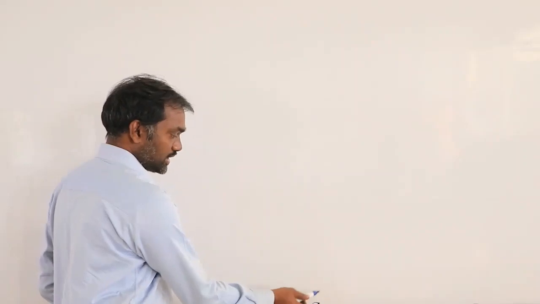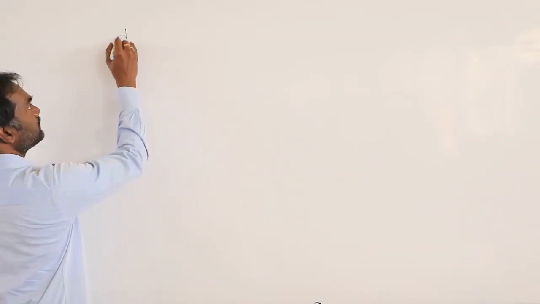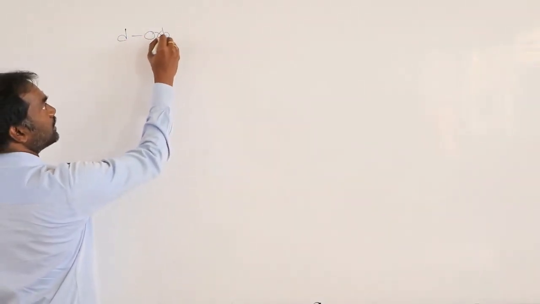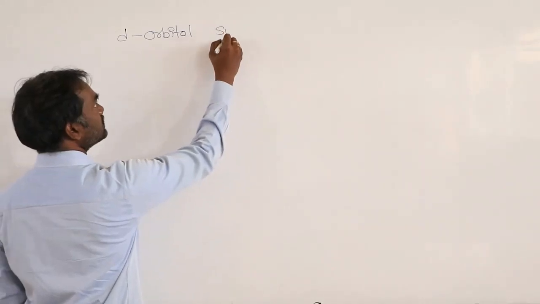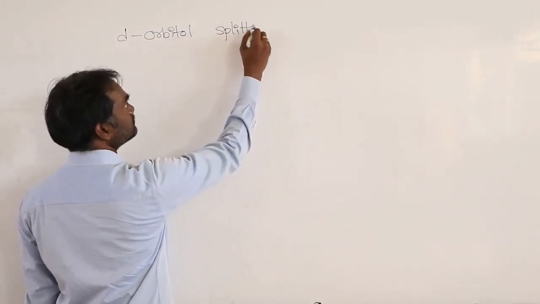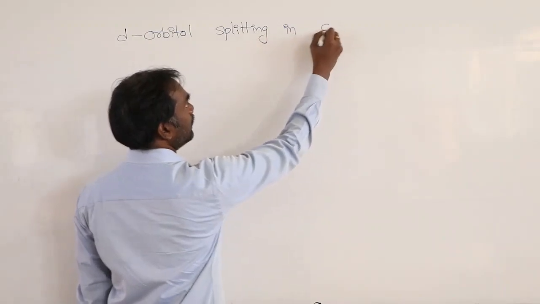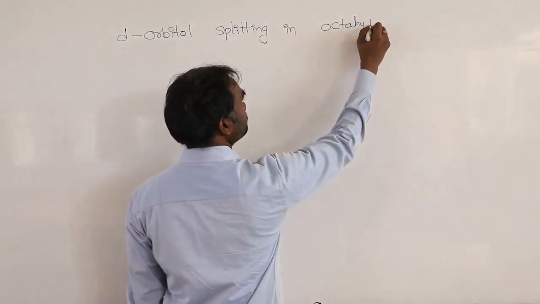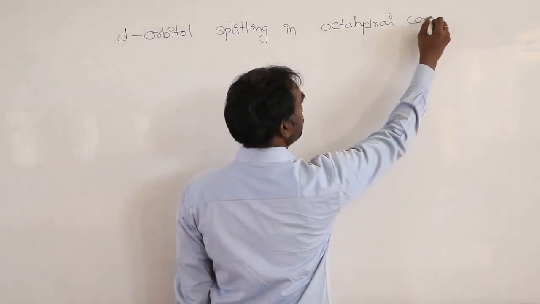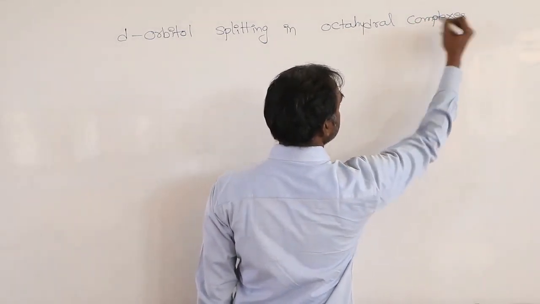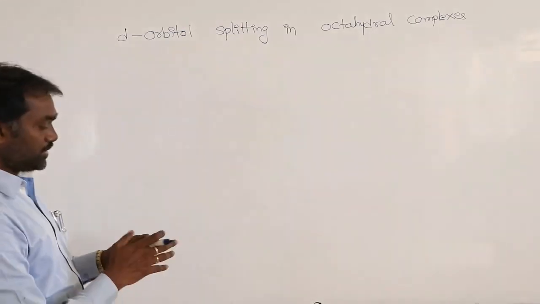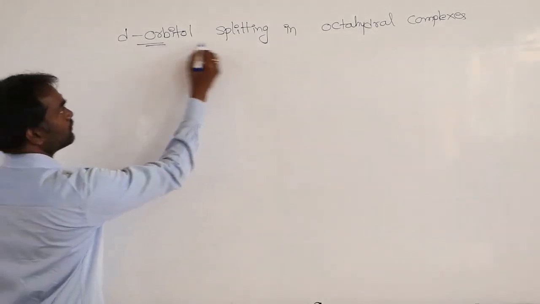In the last class, we discussed crystal field theory. Crystal field theory is completed, and it explains the failures of VBT. Next, an important concept is d orbital splitting in octahedral complexes.